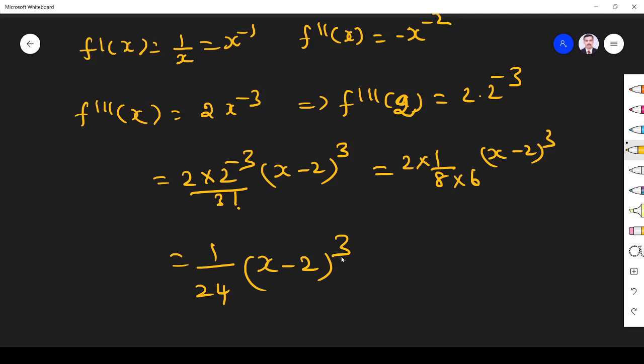This is the fourth term of the Taylor series expansion of ln x, right?